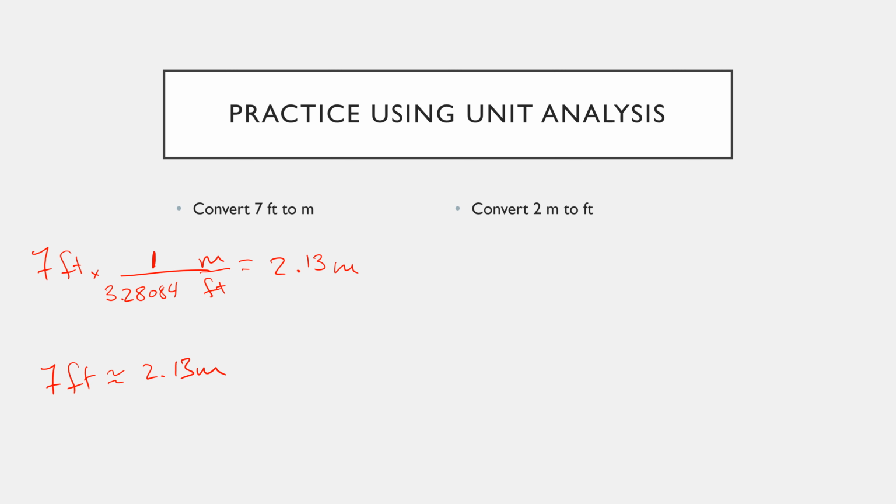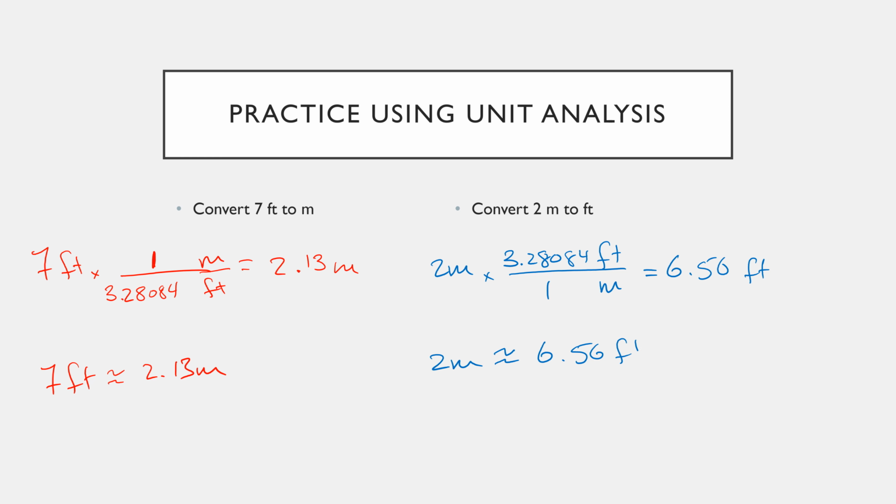Let's do the same thing here on the other side, but going from meters to feet. So 2 meters times some amount with feet in the numerator and meters in the denominator. So we have 3.28084 feet is 1 meter. So this is a multiplication. 2 times 3.28084 is going to give us about 6.56 feet. So we would say that 2 meters is approximately equal to 6.56 feet.